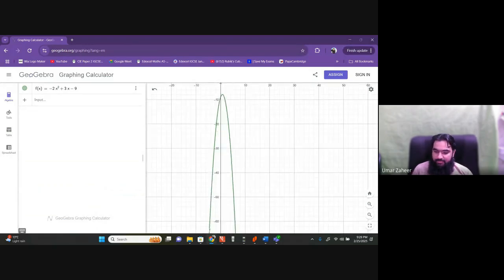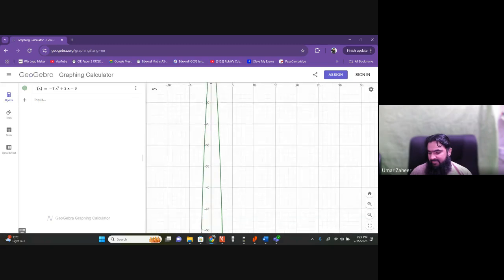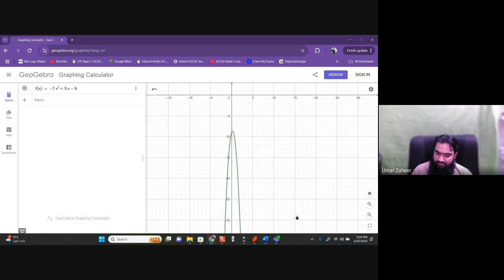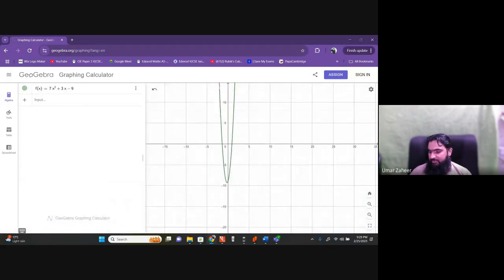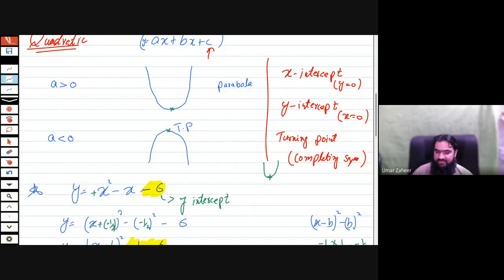Yes, everyone. Any question up to here? For example, if I make any bigger value, it is still the same. Let's say you write minus 7 or any other value, the type of the shape is going to be exactly the same, upside down. If I remove the negative sign, look here, it is going to be a U shape, a parabola shape. Any question about the quadratic graph? After that, you must be able to make a rough sketch of the quadratic graph. This is all about the quadratic graph.